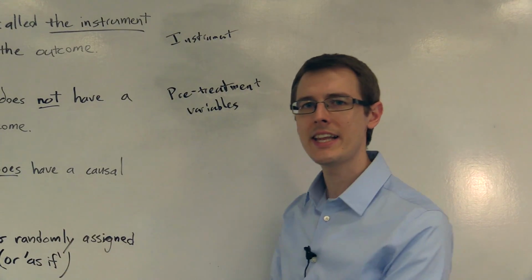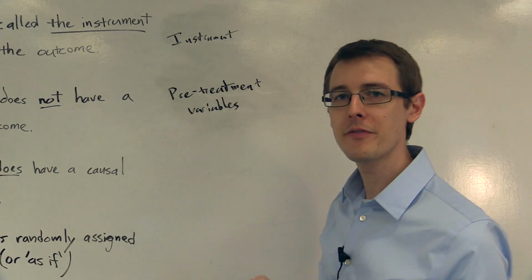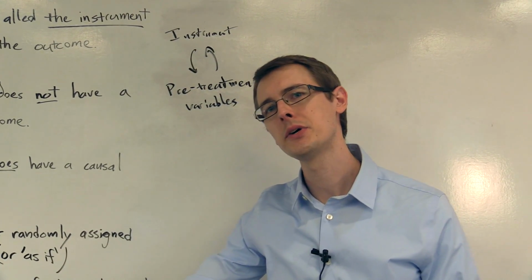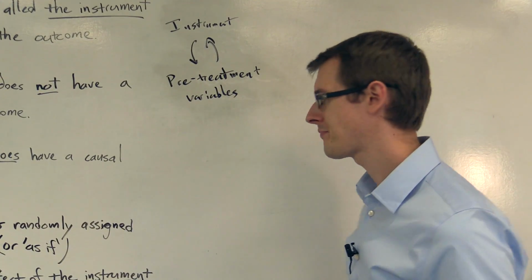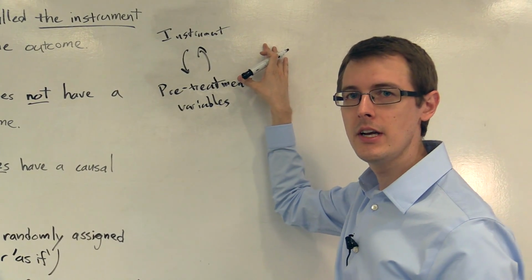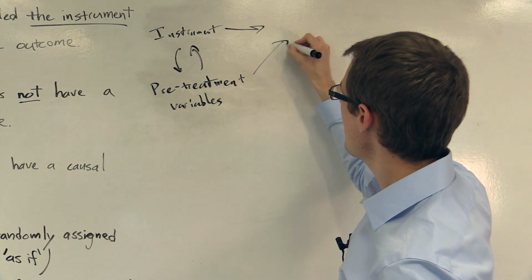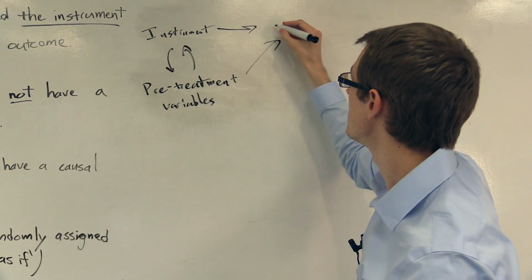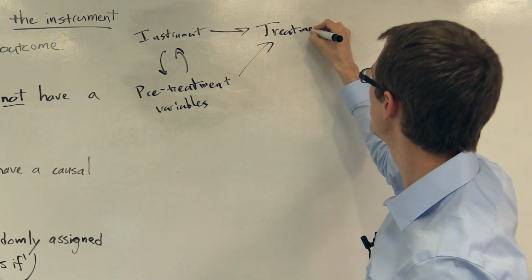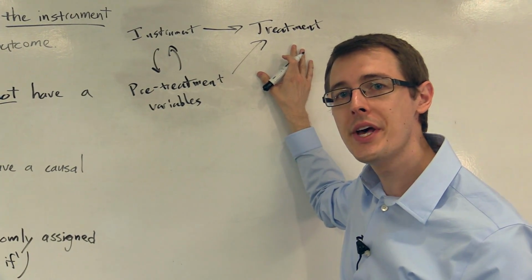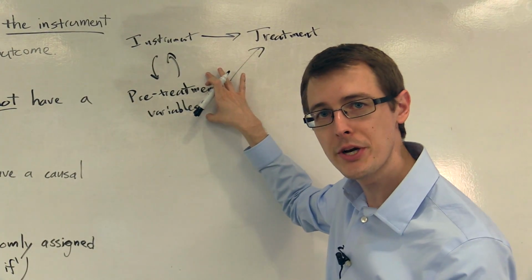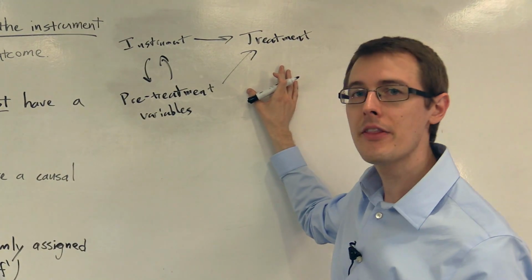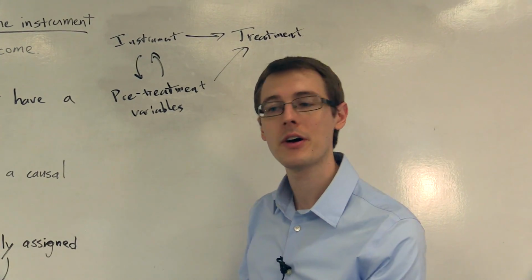Now, there might be some causality going on between the instrument and the pre-treatment variables. So let's draw some arrows here to indicate that the instrument might affect the values of the pre-treatment variables and vice versa. Once these things are determined, both the value of the instrument and the value of their pre-treatment variables are going to determine what the value of their treatment variable is. Now each unit has a value of the instrument, the value of their pre-treatment variables, and their treatment variable.